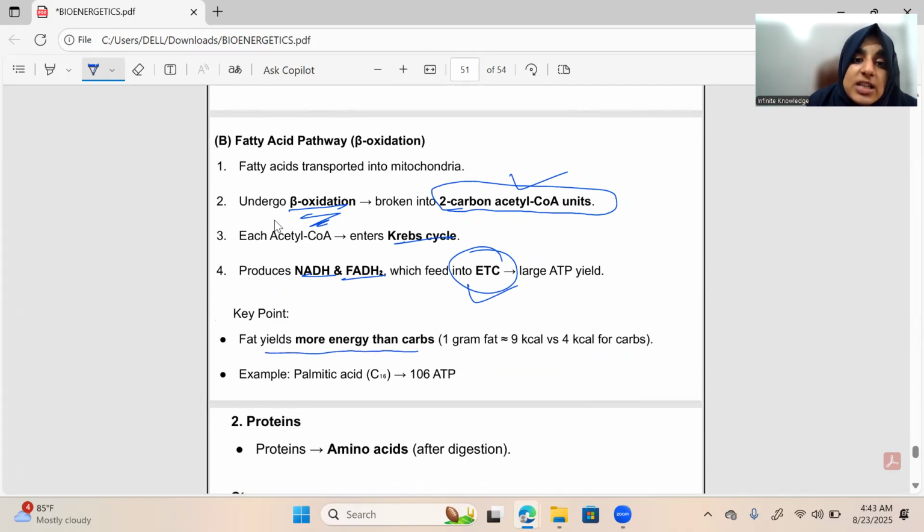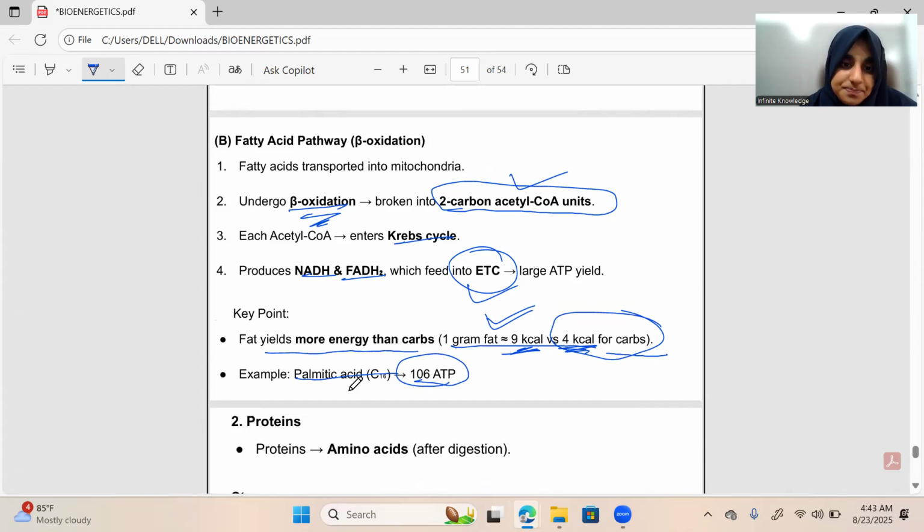Fat yields more energy than carbohydrates. 1 gram of fat releases 9 kilocalories, whereas 4 kilocalories are released for carbohydrate. You need to remember this. This is a very important point from an MCQ point of view: 1 gram of fat releases 9, whereas carbohydrate releases 4 kilocalories. For example, palmitic acid produces 106 molecules of ATP.